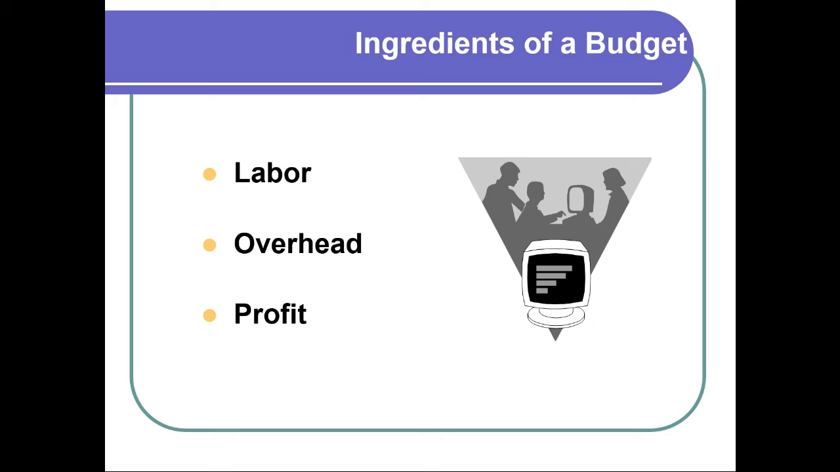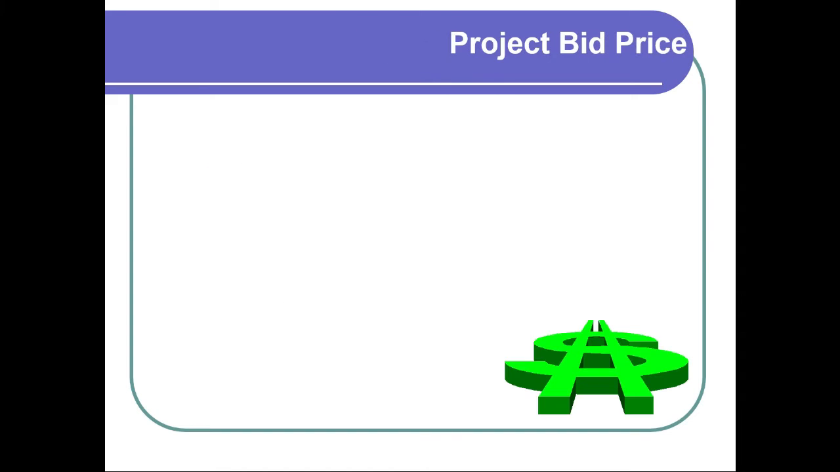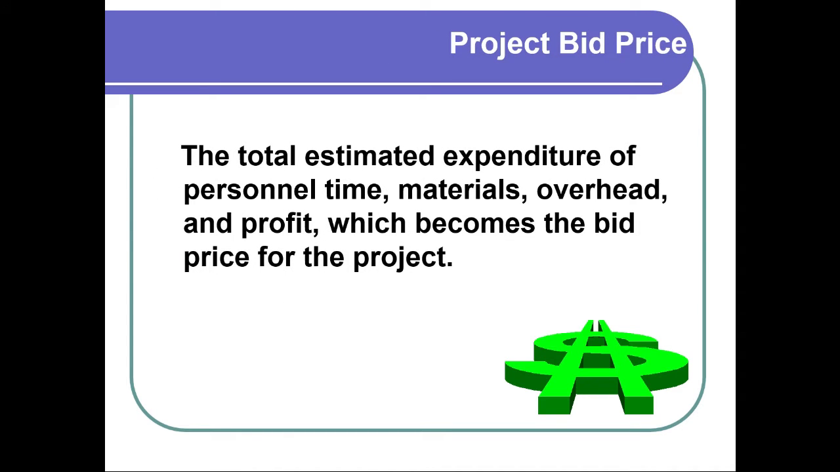But labor, overhead, and profit are what make up the budget that we want to give. And of course, there are software costs in there as well, but mostly these are the three biggies. So when we have a project bid price, it's basically the total estimated expenditure of everything, right? Personnel time, any materials that we might have, the overhead, the profit. All this becomes the bid price for our e-learning project. This is what we're going to bid on.